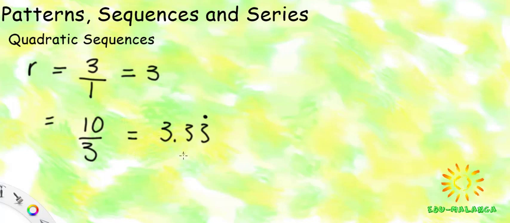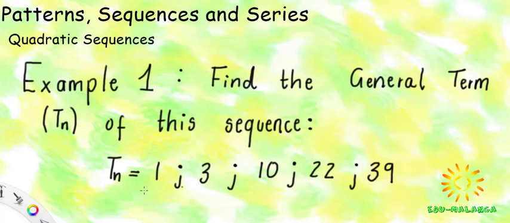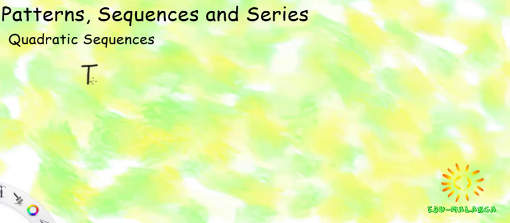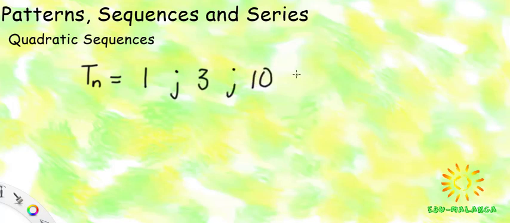That leaves you with one last type of sequence, and that is the quadratic sequence. Let's check to make sure that the sequence is quadratic. I'm going to rewrite it. Tn is equal to 1, 3, 10, 22, and 39. So let's check to make sure that we are looking at a quadratic sequence.